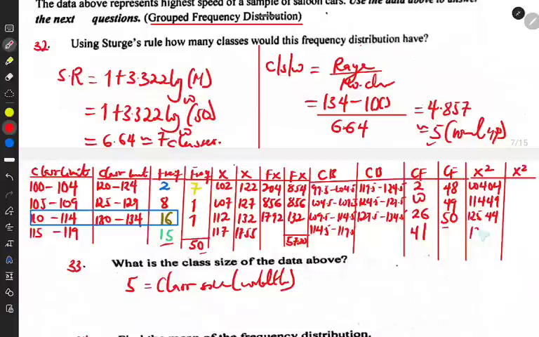So say 13,689. And then we move on to the fifth, which is what? 122, supposed to get what? 14,884.